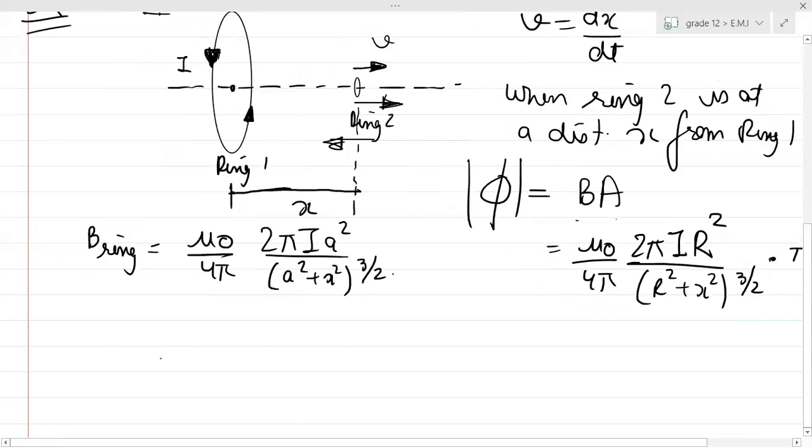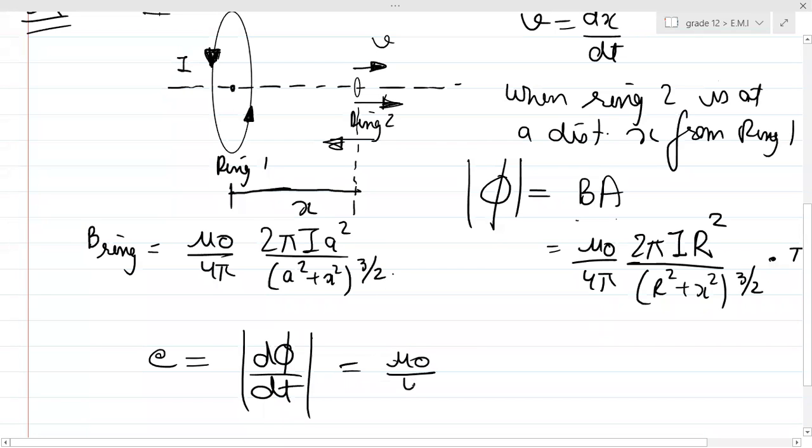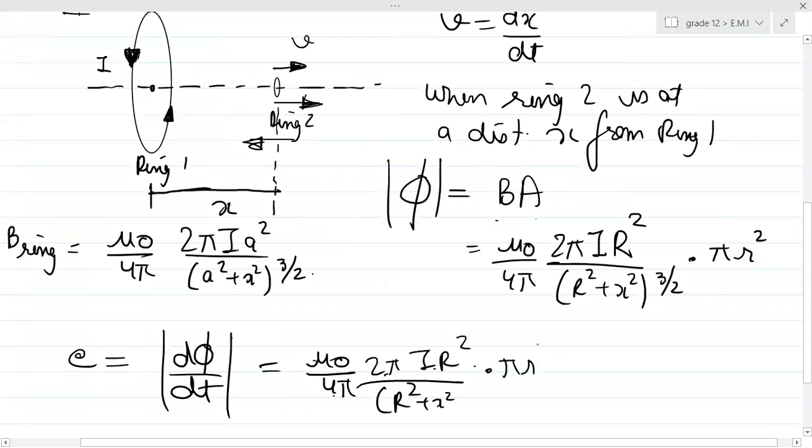Now everyone knows this thing: E is equal to d phi by dt, magnitude wise. Yes or no? The E will be equal to d phi by dt. Can anyone differentiate this, 2 pi I, R square plus x square? Can you see this mu naught by 4 pi, 2 pi I R square will be constant, right? Even this small pi r square will be constant.